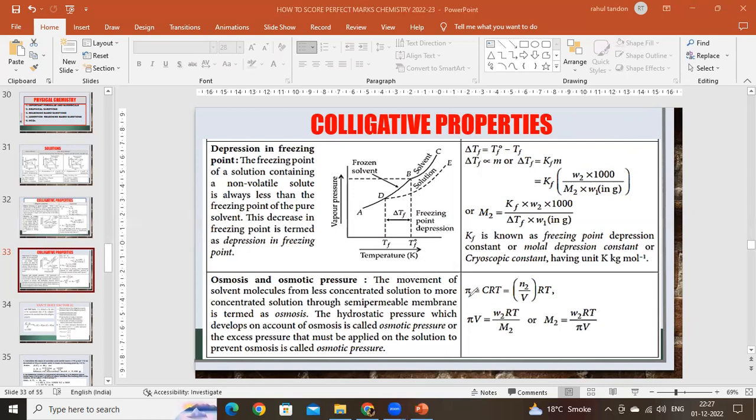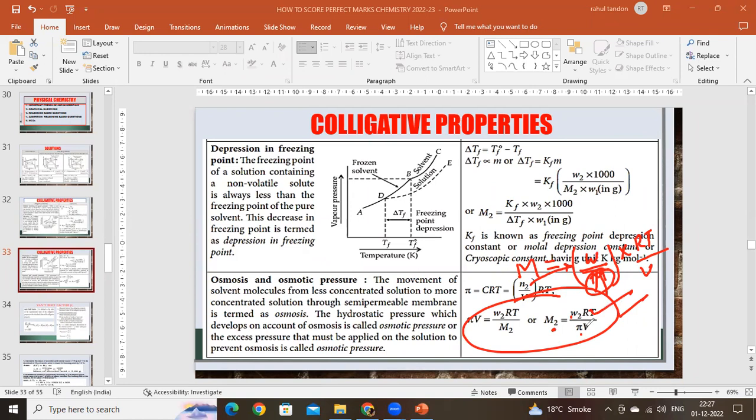Now, the formula is pi is equal to CRT, where concentration is number of moles divided by volume, RT. And of course, this number of moles is equal to weight divided by molar mass, into RT divided by volume V. And if I am asked to find capital M, I'll shift this here and pi will come over here. Molecular mass will be equal to weight divided by pi, RT divided by volume V.